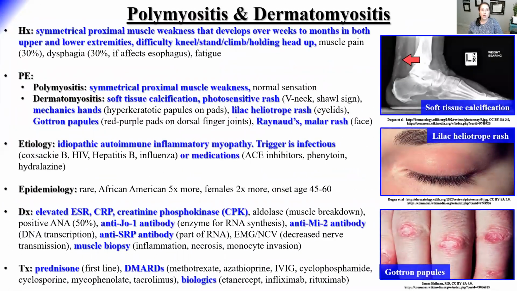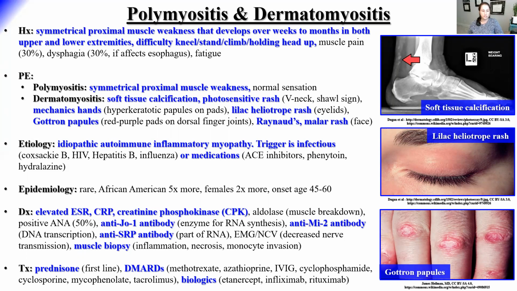Next, we're going to talk about polymyositis and dermatomyositis. This is an idiopathic, unknown, autoimmune inflammatory myopathy, and there are triggers for this. We know that both infections and medications can be triggers for this. So Coxsackie B, HIV, hepatitis B, and influenza are common infectious triggers. Medications, things like ACE inhibitors, phenytoin, and hydralazine.